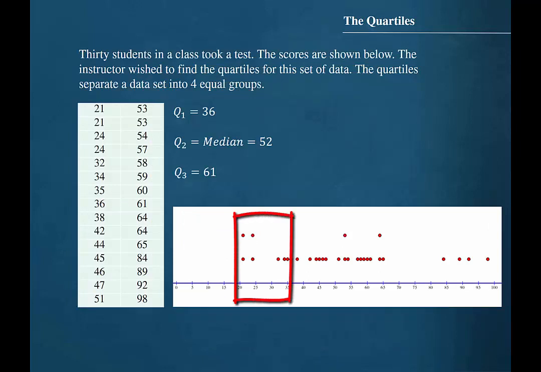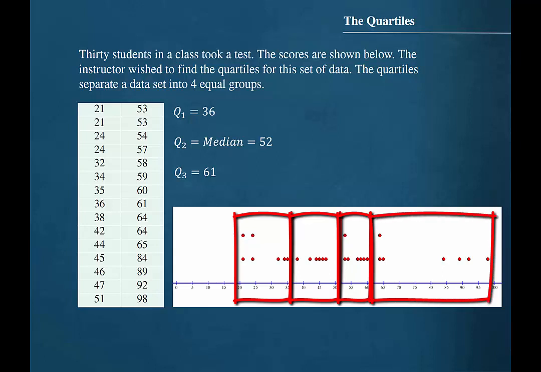The bottom 25% of the data extends from the minimum value of 21 up to the first quartile of 36. The next 25% of the dataset extends from the first quartile of 36 up to the second quartile or median of 52. The next 25% of the data extends from the second quartile of 52 up to the third quartile of 61. The upper 25% extends from the third quartile of 61 up to the maximum value of 98.